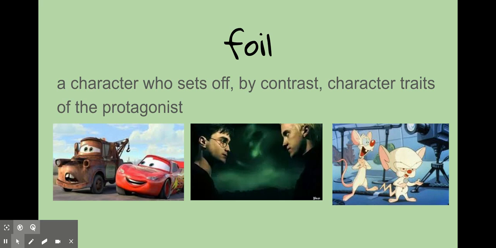Another character word is foil. Now, this may be a new word to you. A foil is a character who sets off by contrast character traits of the protagonist. So, because the two are so opposite, they highlight the differences. For example, Lightning McQueen and Mater, they're very different. And the bigger those differences, the more their qualities come out. So the more clumsy and awkward and beat up Mater looks, the more smooth, cool Lightning McQueen looks. So they play off each other.